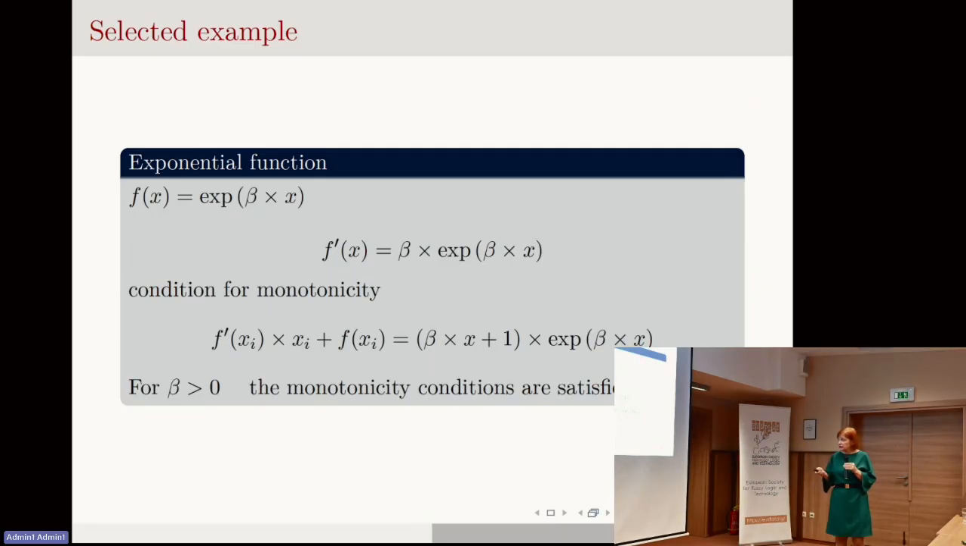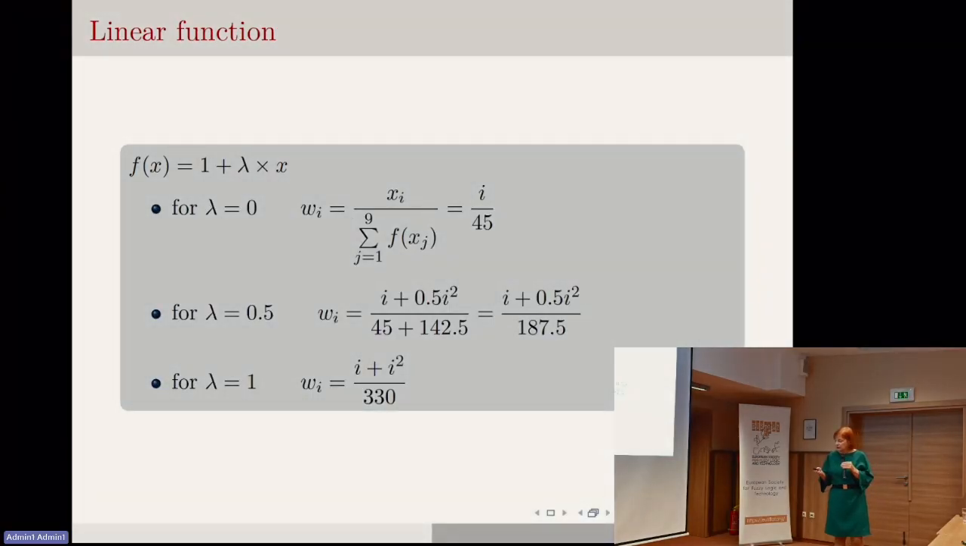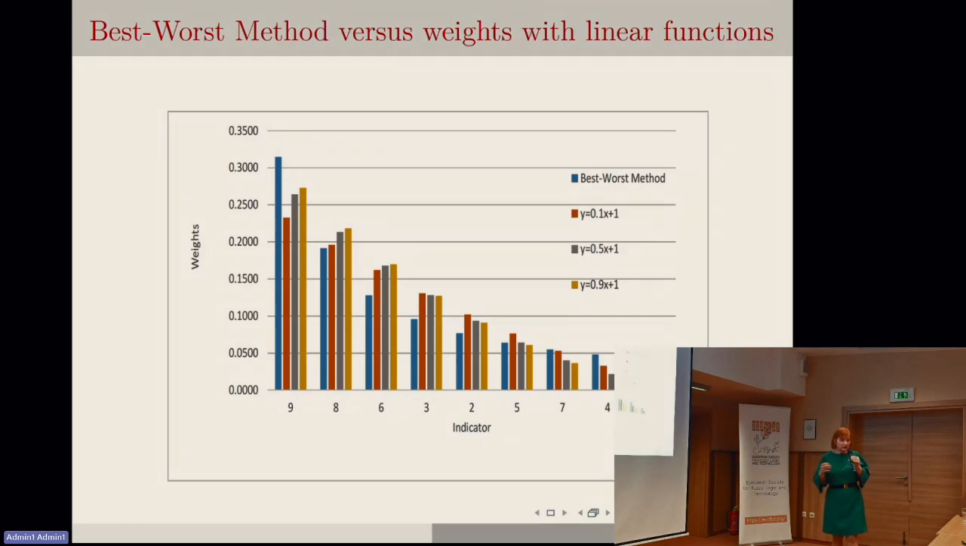Exponential function is given by this formula, and with respect to my conditions for beta greater than 0, the monotonicity conditions are satisfied. And also I tried to calculate with this linear function, for lambda equals 0, 0.5, and 1. And only for a small illustration, because I don't want to tell you now deeply the whole problem, only an illustration, comparison with best worst method.